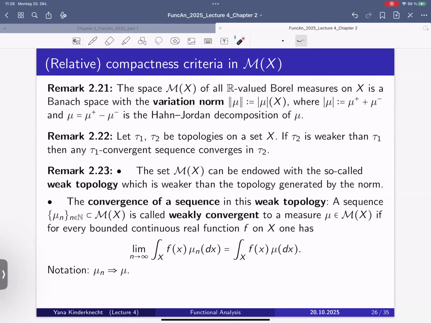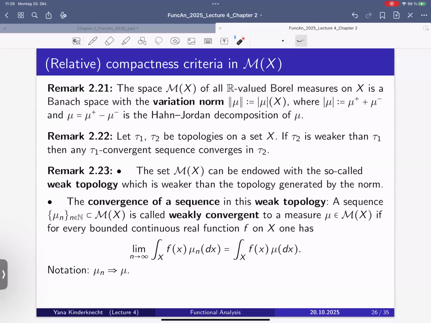And so far, it is enough to know about this topology that the convergence of a sequence in this topology, called weak topology, is given in the following way. We are in the space of all real valued Borel measures on X. So we take a sequence of measures and we say that the sequence converges weakly to a measure mu from the same space if for every bounded continuous real function f on X, we have this condition. So the sequence of measures mu n converges weakly to this measure mu if such integrals converge. So each integral is already a number, so it's a scalar sequence of numbers.